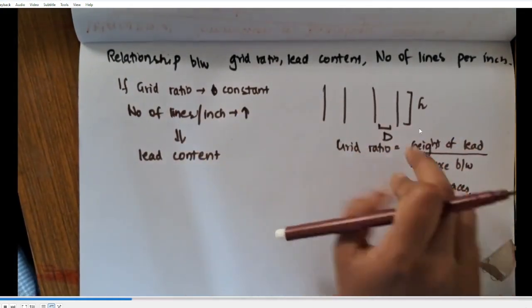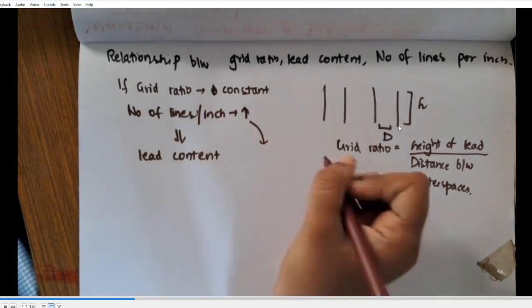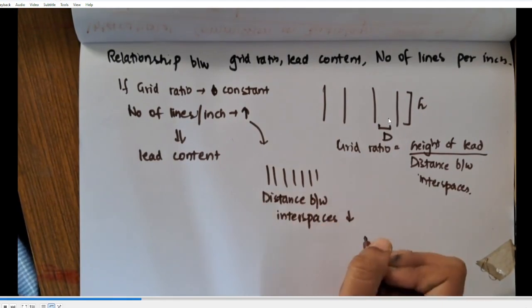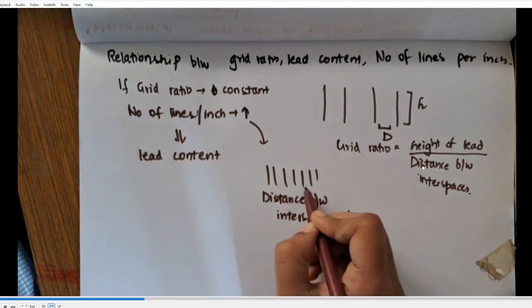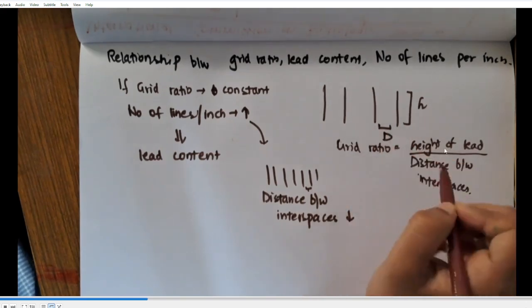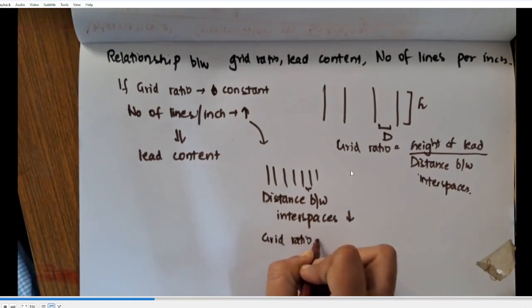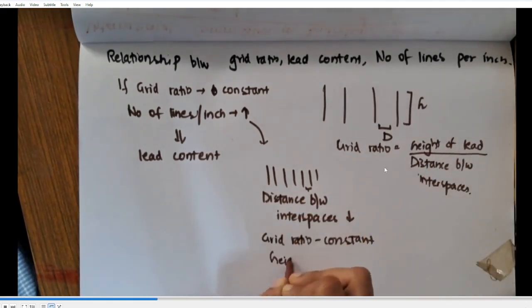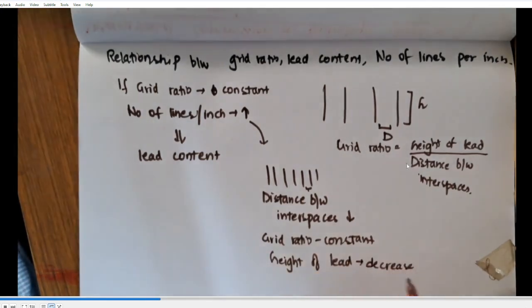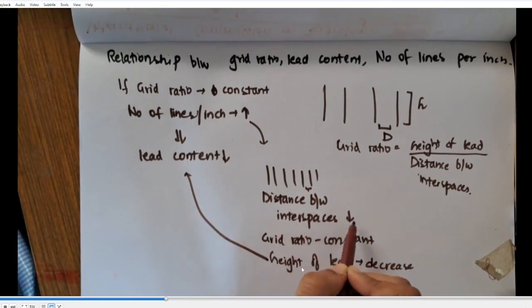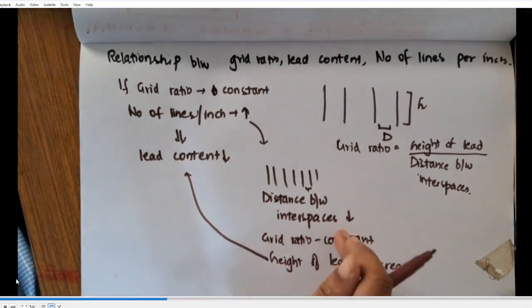As the number of lines per inch increases, the distance of interspaces will decrease. If the distance of interspaces decreases, then the height of the lead should decrease in order to keep the grid ratio constant. So to keep the grid ratio constant, the height of the lead should also decrease. So when the height of the lead decreases, the lead content also decreases.